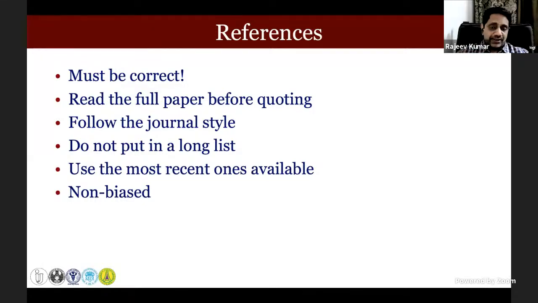And please don't be biased. Just because you've done a study that found 10%, don't quote everybody else who was greater than 10% to say you're the best. There may be others who are 5 and 6% also. So be unbiased.